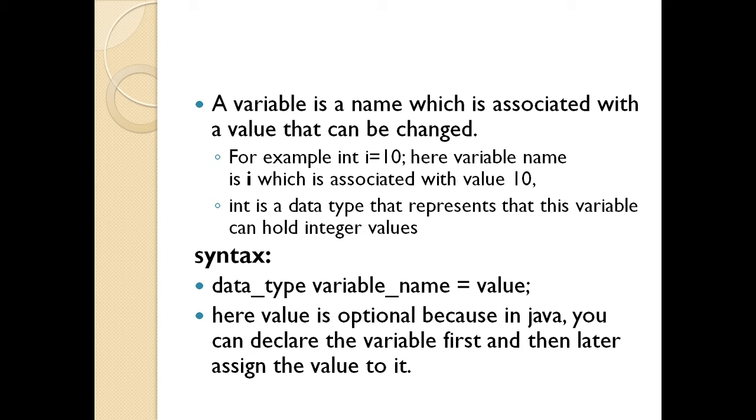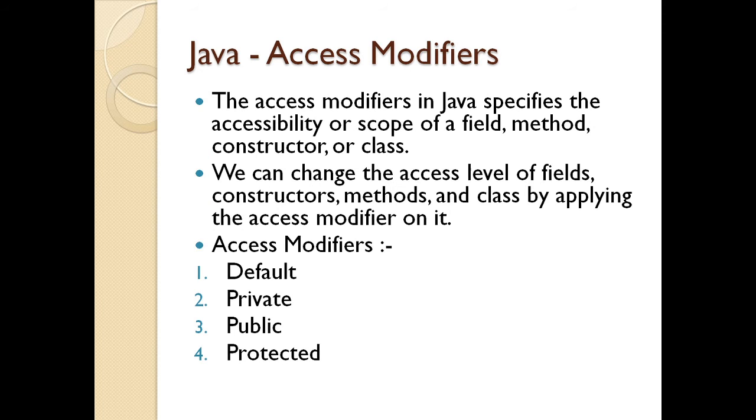Coming to access modifiers. Now what are access modifiers in Java? They specify the accessibility or the scope of a field, method, constructor or a class. We can change the access level of fields, constructors, methods and classes by applying them. Java provides you with 4 basic access modifiers. They are default, private, public and protected. Let's see all these access modifiers in detail.